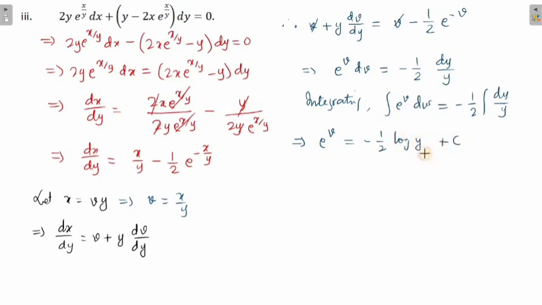Now put a constant of integration. Now let's put the value of v. v is x by y, isn't it? So you get e to the power x by y is equal to minus half log y plus c. So this is the required general solution. Alright, so you may pause the video and note down your solution.